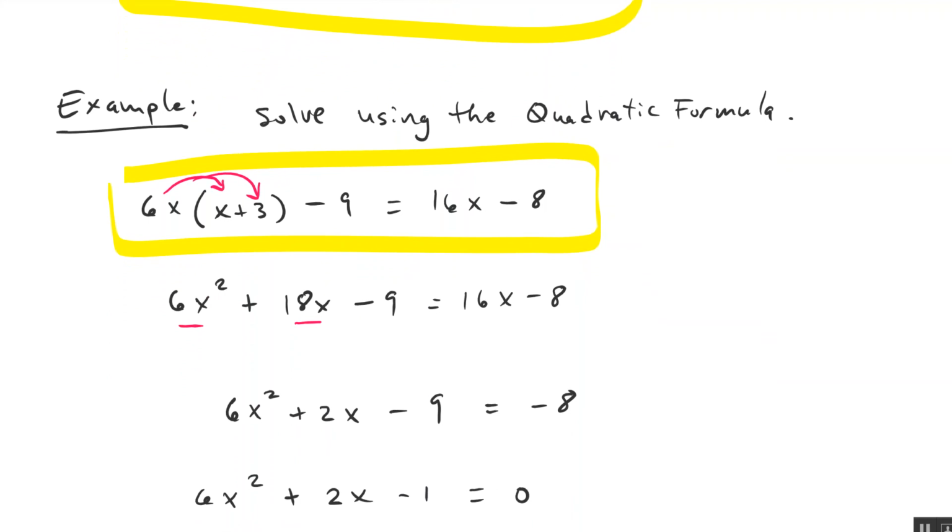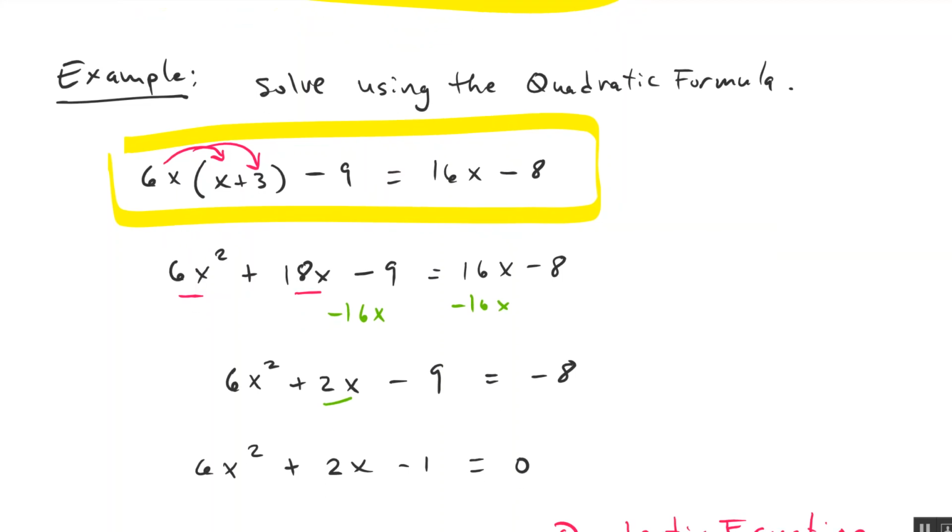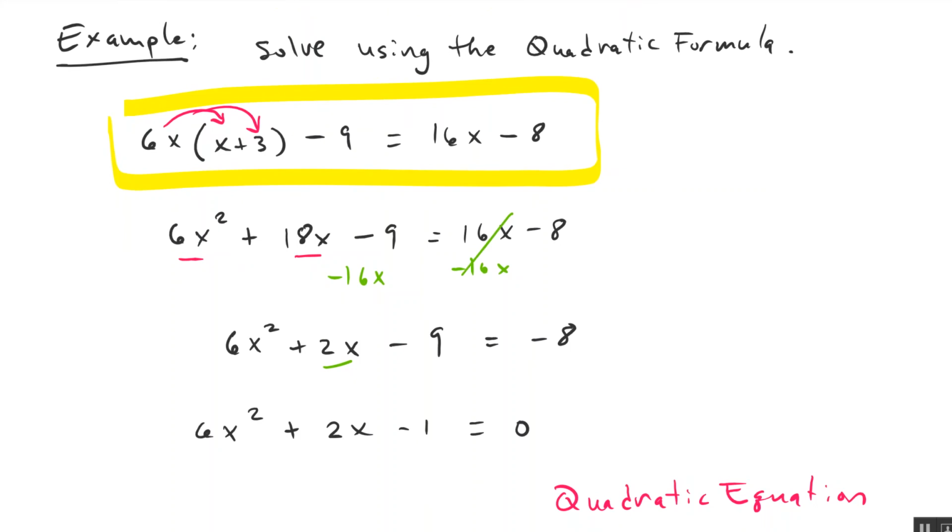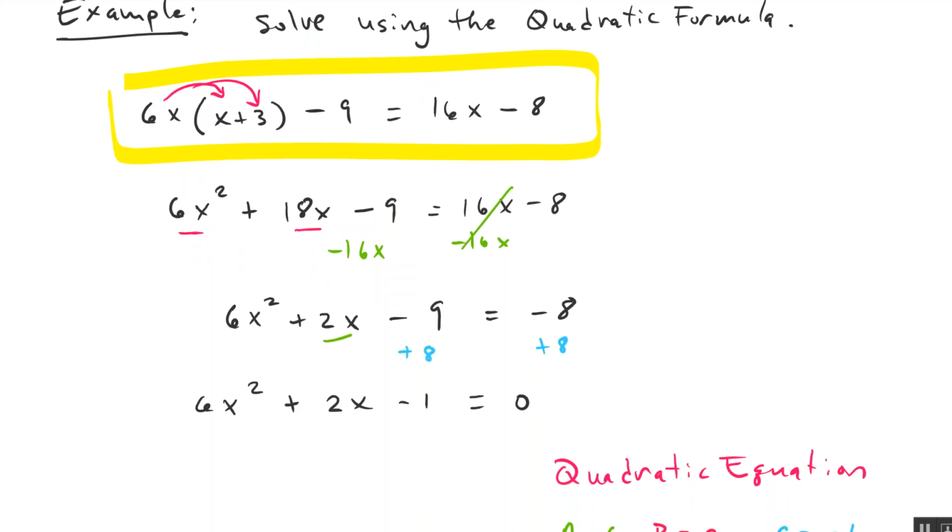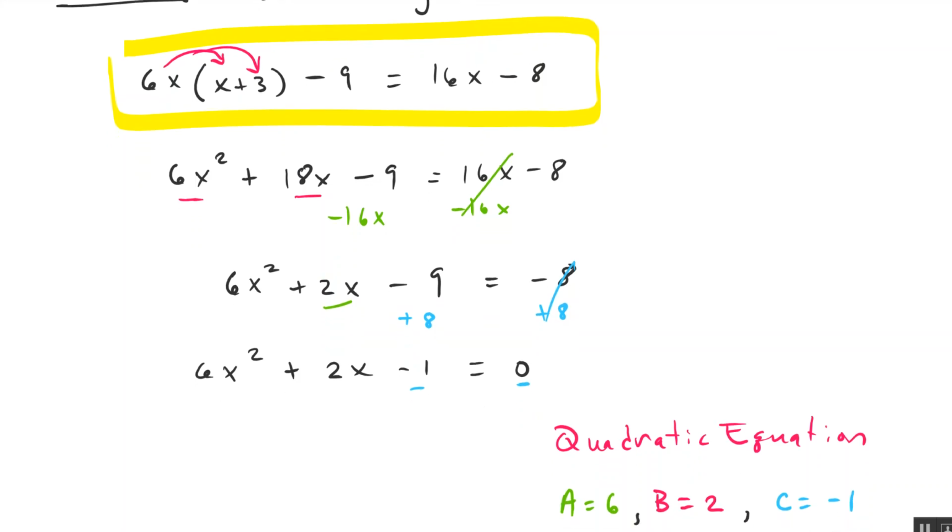If we want to get everything to one side, we take the 16x and subtract it from the right side, and we also do it from the left side. The 18x minus the 16x gives us a positive 2x, and the rest of it stays the same. Those are canceled on the right side. Now we want to add 8 to both sides to finish getting everything to one side. So on the right, we have 0, and on the left, we have 8 minus 9, which gives us negative 1. So this right here gives us our quadratic equation.